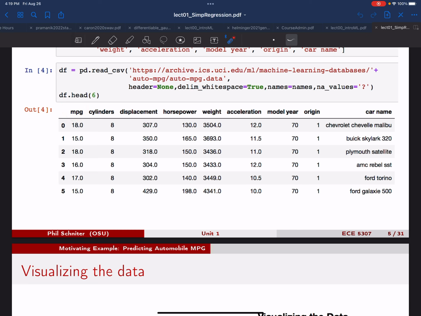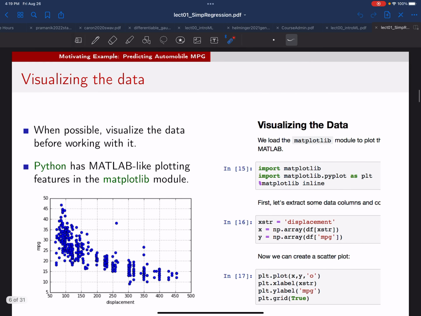So rather than saying I want to load in the first column, you can say I want to load in the miles per gallon column. So here we're going to make miles per gallon a string. We give that to the data frame object. It knows to pull out those values. And then we're going to format them as a NumPy array.